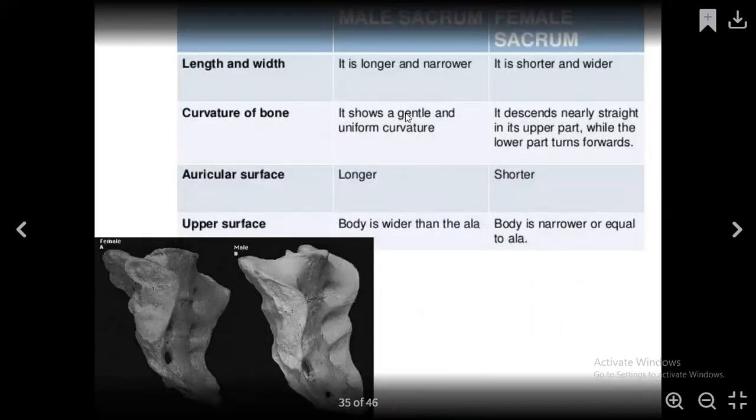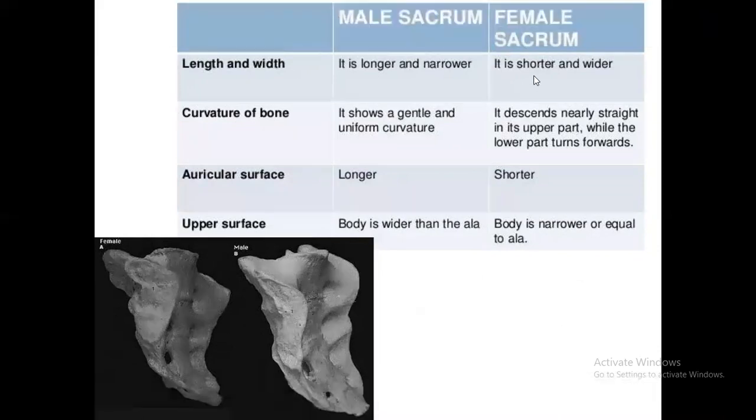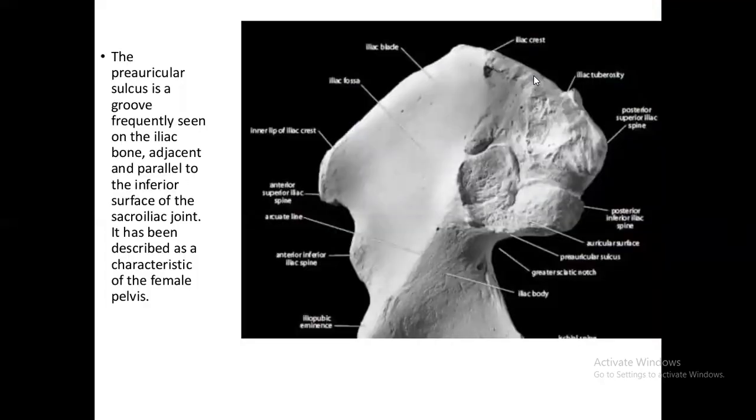Then in relation to the sacrum, the male sacrum is going to be longer and narrower, whereas the female sacrum is going to be shorter, and also wider. The auricular surfaces which articulate with the iliac bone are going to be shorter in the female, whereas in the male, they're going to be longer. And regarding the curvature of the bone, there is a gentle and uniform curvature in the male sacrum, whereas in the female, the sacrum descends nearly straight in its upper part, and the lower part is the one that turns forwards. Those are other differences.